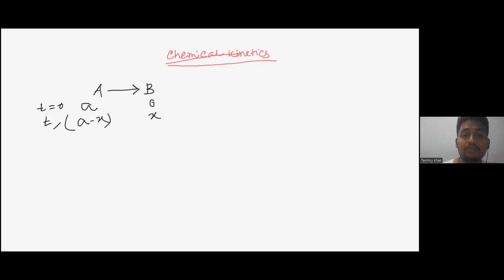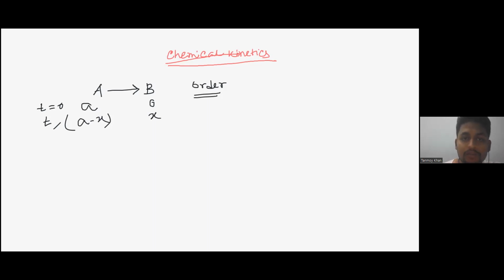Now what is the order of the reaction? I will not tell here. You just need to go back to your chemical kinetics. Whenever it comes into your curriculum, or whenever I am teaching chemical kinetics, I will explain that. But order is nothing but, in a very simplified manner, in what way your reactant is contributing towards rate.